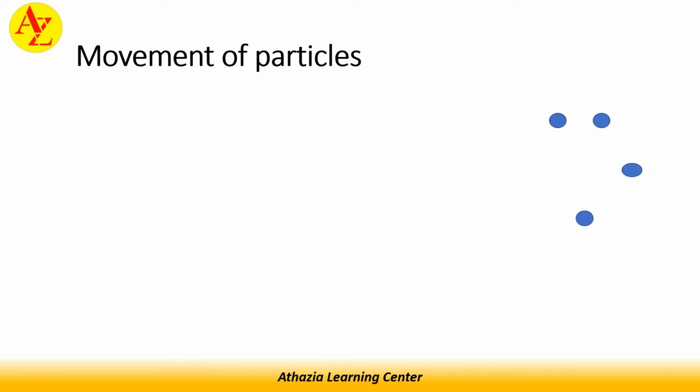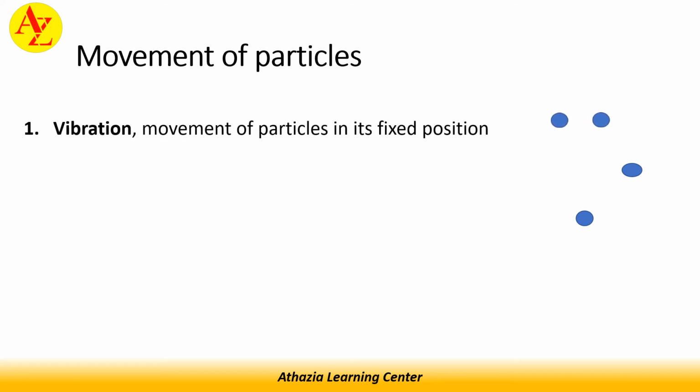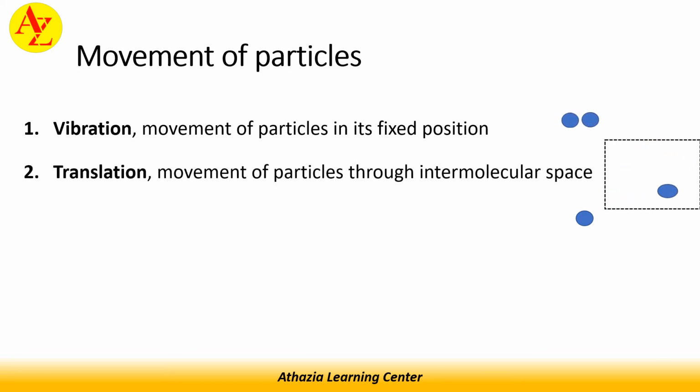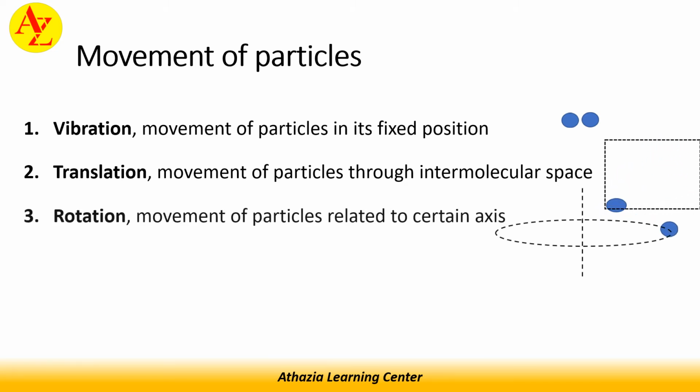The particles can move in three ways. One, vibration, the movement of a particle in its fixed position. Two, translation, the movement of a particle through intermolecular space. Three, rotation, the movement of a particle about certain axes.